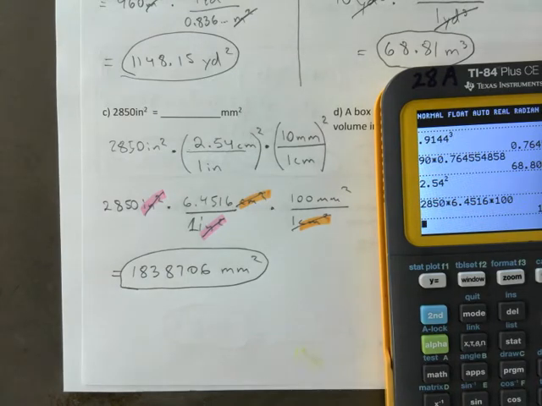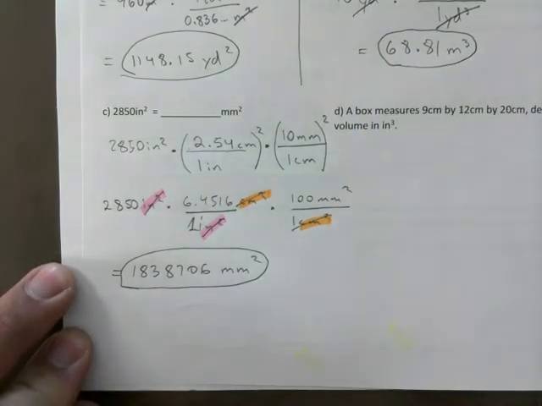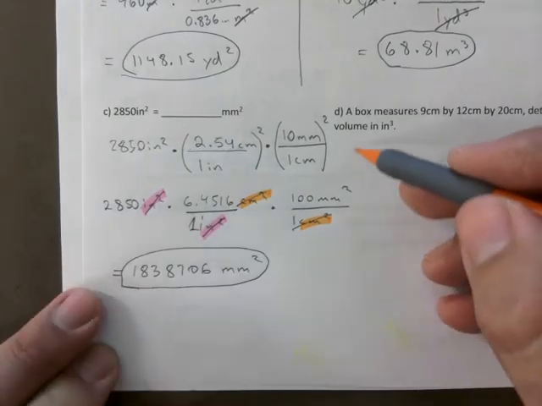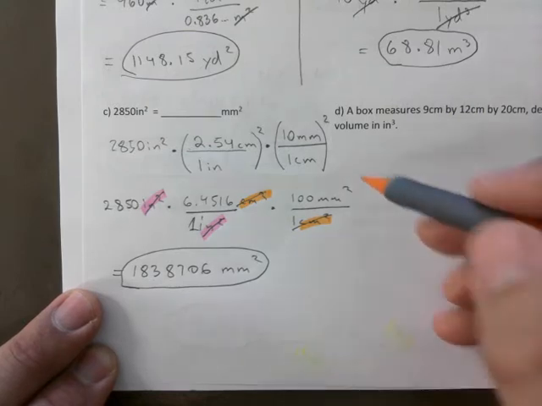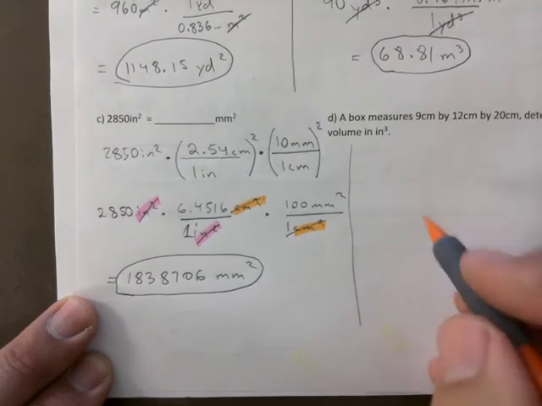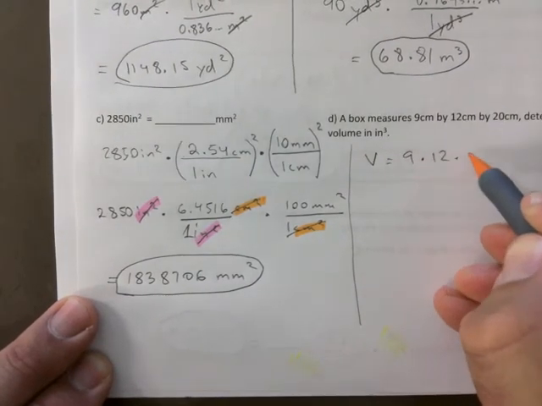Those of you that did it in one step, same thing, right? You got the same thing? Hopefully, it should, right? Okay, next. I think I'm going to skip that one. You did it? Okay. So I'm going to go volume is 9 times 12 times 20.